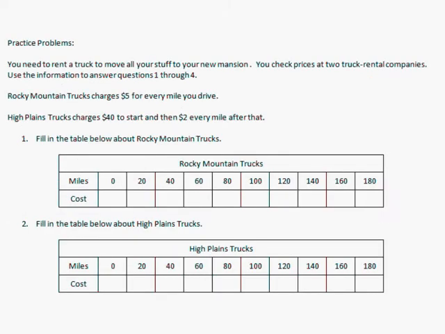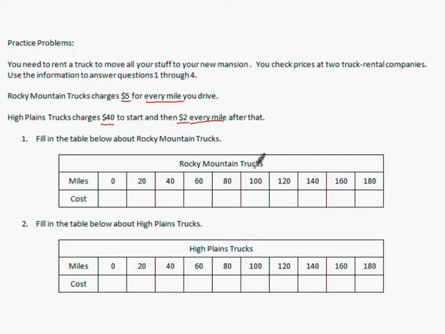Alright, practice problems. Let's say you need to rent a truck to move all of your stuff to your new mansion you just bought. You check prices at 2 truck rental companies. Use the information to answer questions 1 through 4. Now, Rocky Mountain Trucks charges $5 for every mile you drive. High Plains Truck charges $40 to start with and then $2 every mile after that. Fill in the table below about Rocky Mountain Trucks.